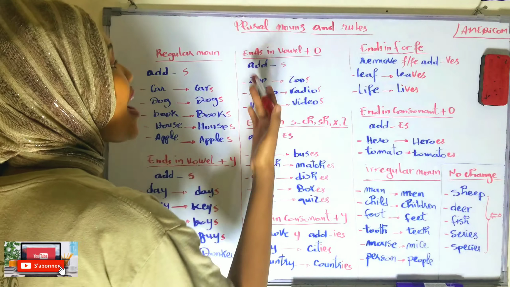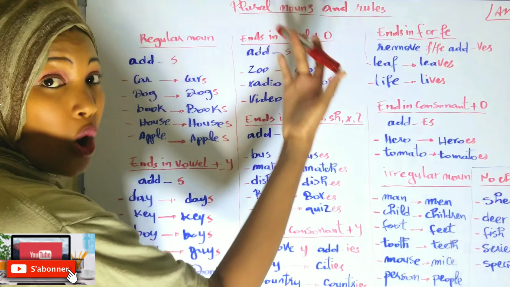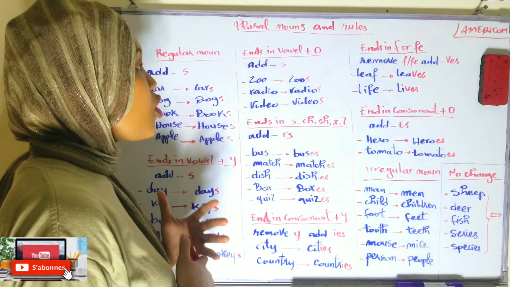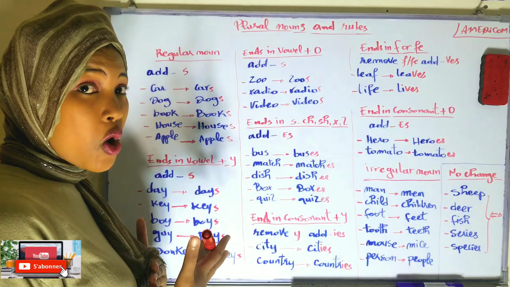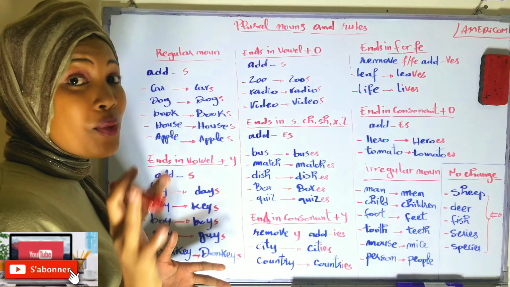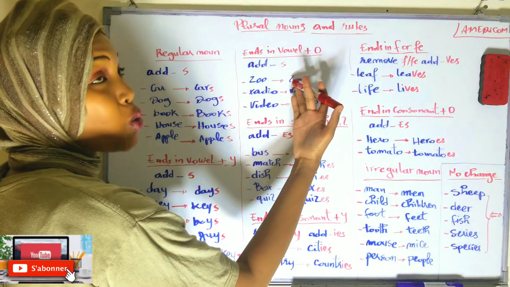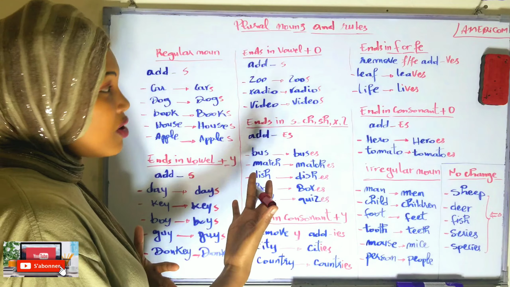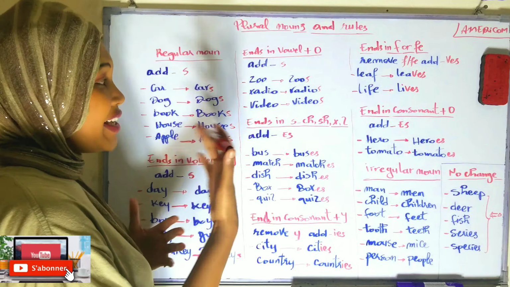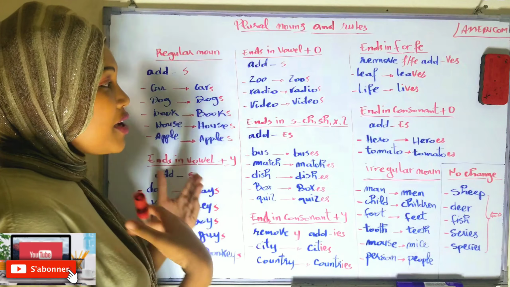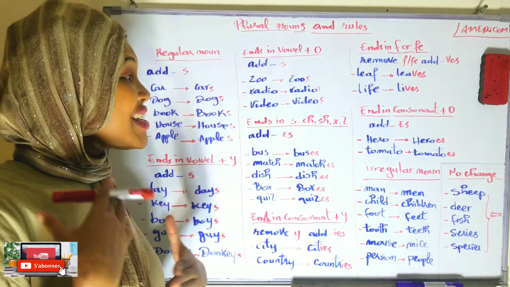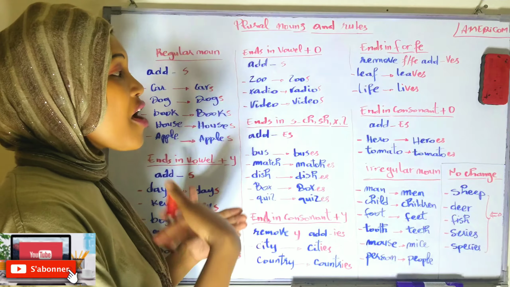Alright guys, here we have nouns ending in vowel plus O. Add S. When a noun ends in vowel plus O, you simply add S. Example here, we have zoo. The plural will be zoos. Next we have radio. One radio, singular. The plural is radios. Next we have video. One video, right? The plural is videos.